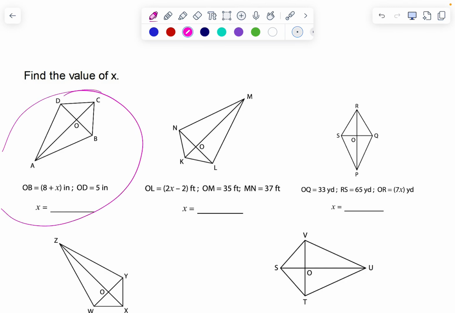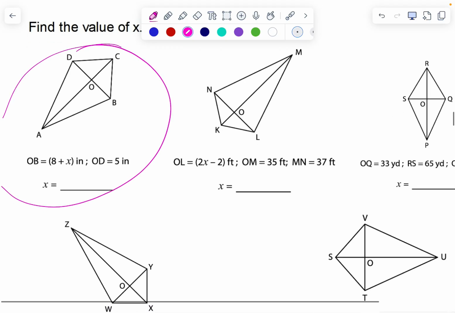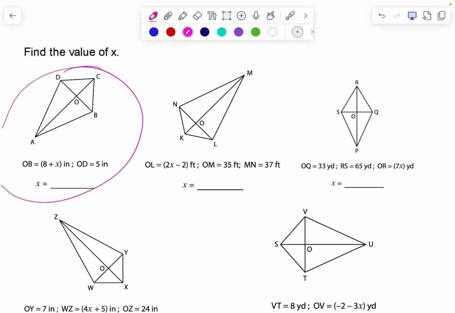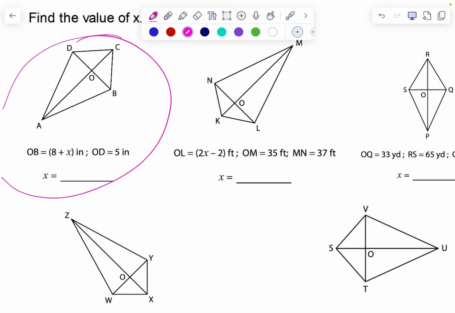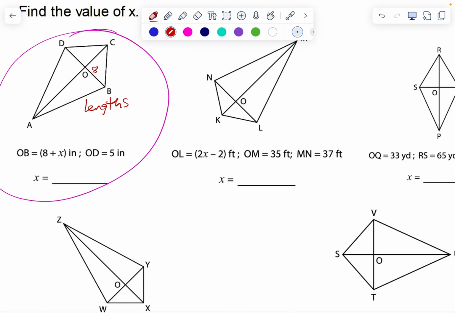Try this one. It's shorter. I'll give you that hint before we get into it. Okay, first of all, is this lengths or angles? Okay, which property do we need? Actually, let's label first. So OB is 8 plus x. OD is 5. So which property do we need?